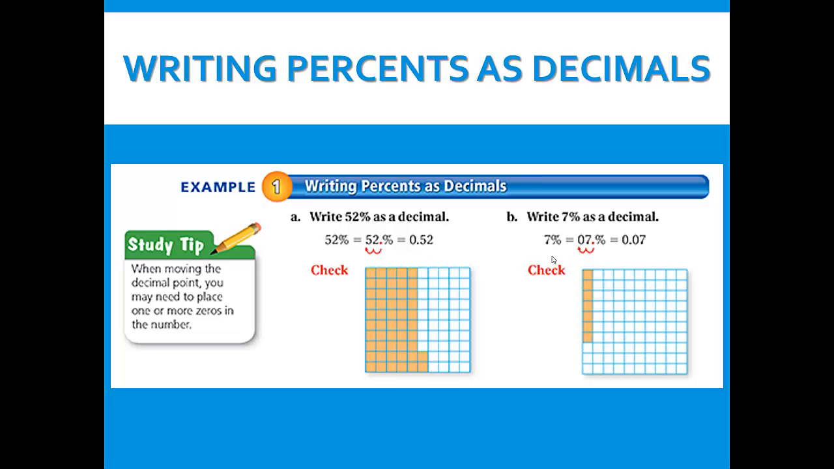For B, we're going to write 7% as a decimal. We're going to move our decimal up 2 places to the left, so 1, 2. In front of the 7, we didn't have anything, so we have to write a 0 to hold that space. So we're going to get 0.07 or 7 hundredths.